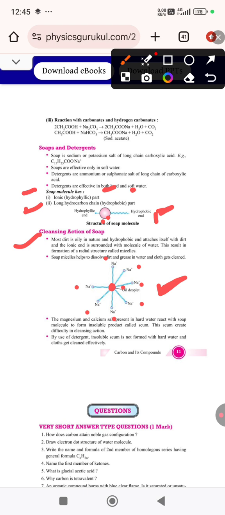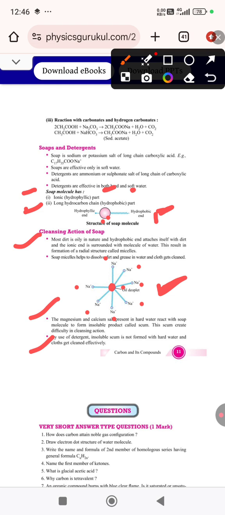The magnesium and calcium salts present in hard water react with soap molecules to form an insoluble product called scum. This scum creates difficulty in cleansing action. By use of detergent, insoluble scum is not formed with hard water and clothes get clean effectively. As we can see, when we wash clothes in hard water, a white curd-like structure is formed, and that structure which is like curd is known as scum.